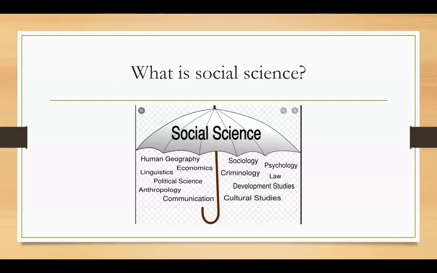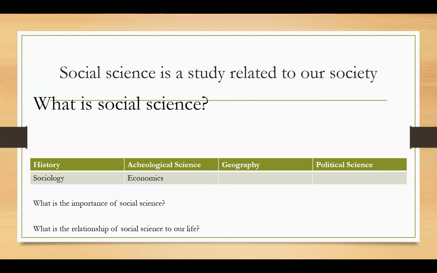Now, as part of OBE, what will you be studying? You will be studying what is called social studies, basically. So social science is a study related to our society. Now in social studies, these are the subjects that are part of it. Out of that umbrella, right now, in your book, they have discussed history, archaeological science, geography, political science, sociology, and economics.